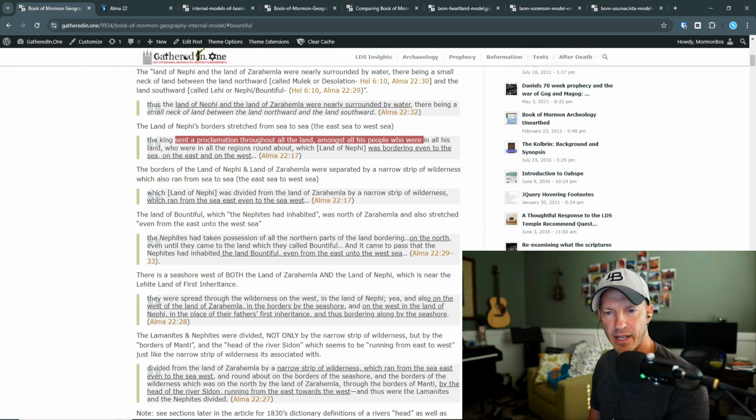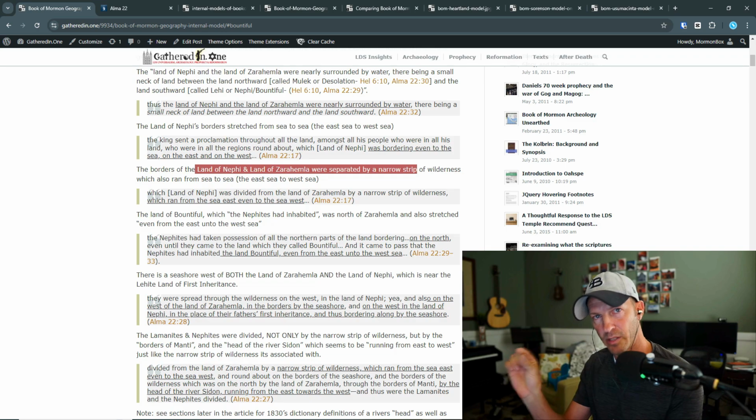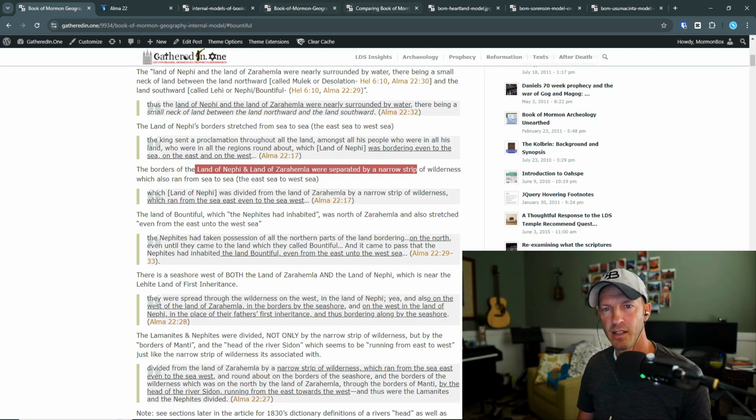Okay, the borders of the land of Nephi and the land of Zarahemla were separated by a narrow strip of wilderness, which also ran from the sea to sea, from the east sea to the west sea. Okay, so the direct quote: which land of Nephi was divided from the land of Zarahemla by a narrow strip of wilderness, which ran from the sea east even to the sea west. Okay, so all of our models have to have a narrow strip of wilderness separating Zarahemla and Nephi, which runs from sea to sea. So let's compare that.